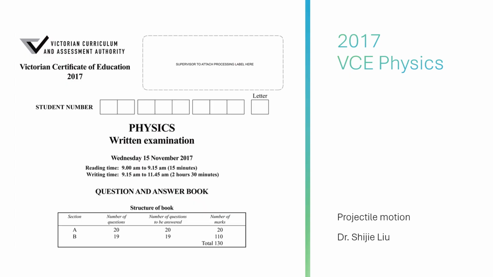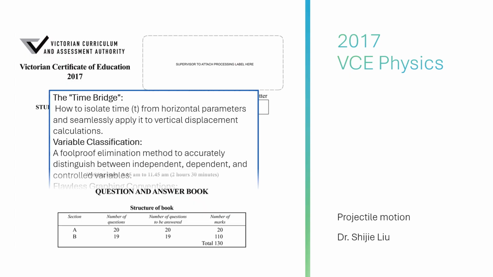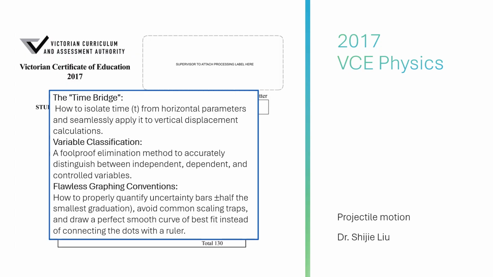Did you know that nearly half of all students scored 0 marks on this exact VCE projectile motion question, and many more lost easy marks just by using a ruler to connect data points? In this video, we will look at the exact physics and graphing conventions the examiners are looking for so you can secure top marks.